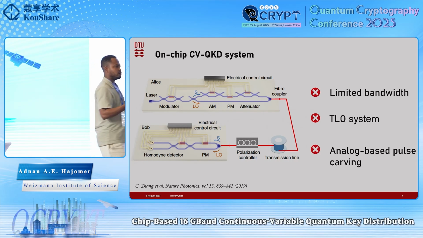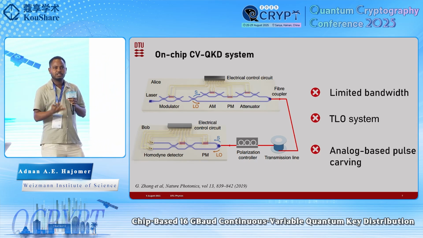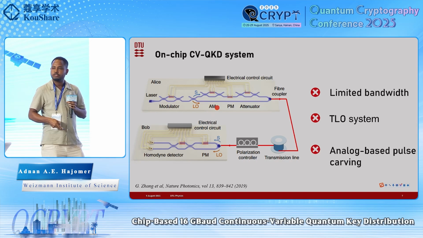Although CVQKD is quite compatible with photonic integration, so far there is only a single reported experiment which integrates both the transmitters and the receivers. However, this system has a limited bandwidth, and the key rate is on the order of 200 megabits per second. The system also uses a transmitted local oscillator, which is known to be vulnerable to side-channel attacks, and it uses analog-based pulse carving. This adds additional complexity because it requires integrating an amplitude modulator on the transmitter side.